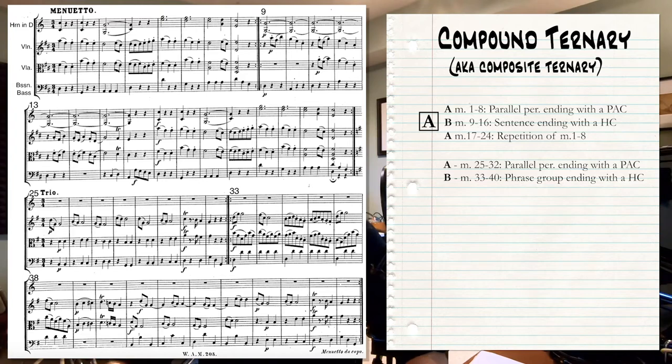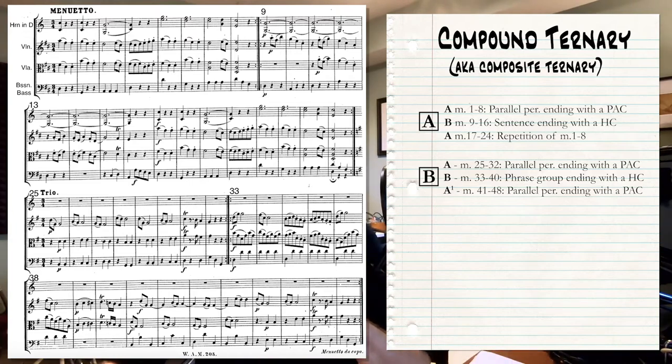And then at 41, the simple A section returns. He changes the instrumentation a little bit, but that's A material there, so we call that A prime. Now, I want to point your attention to something very important. This, as we said, was the entire movement.